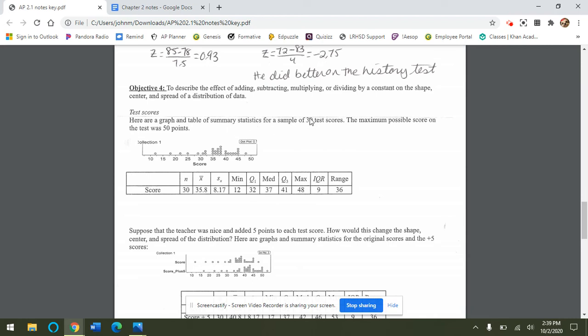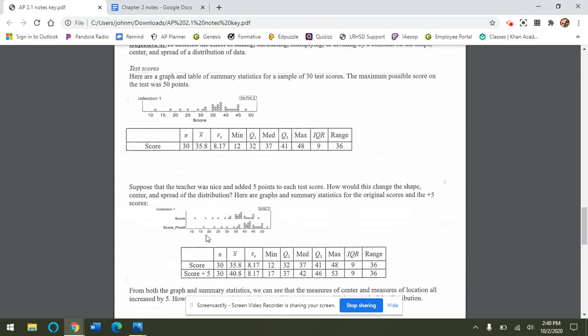So if you have 30 test scores and the max score on the test was 50 points, okay, here's the distribution of test scores. All right, here's the mean. This is all your information from your 1 variable statistics. Now let's say that the teacher was super nice and just said, hey, everybody gets a +5. How would it change the shape, center, and spread? Well, let's look. Here's the original score. Here's the score +5. Notice the shape is the same exact shape. It just got bumped to the right.